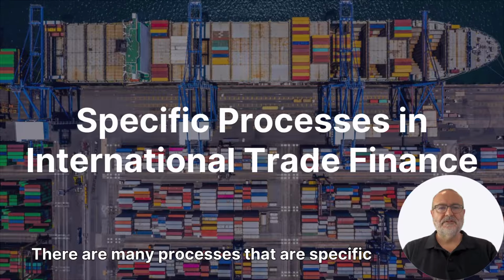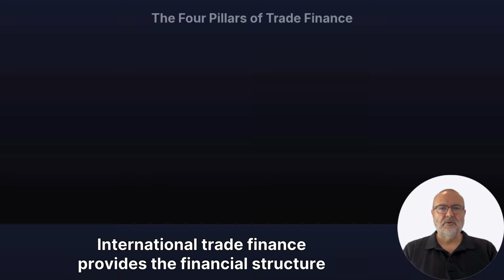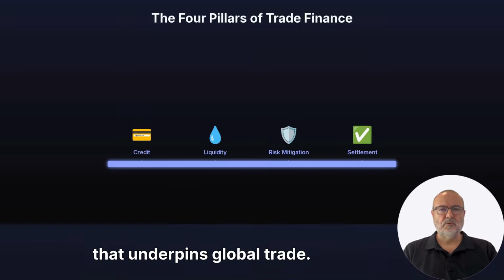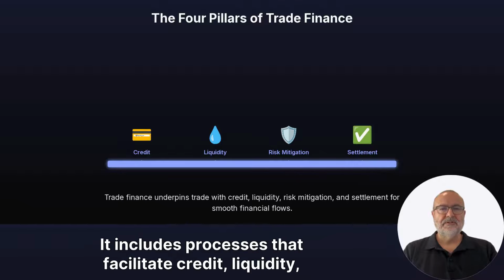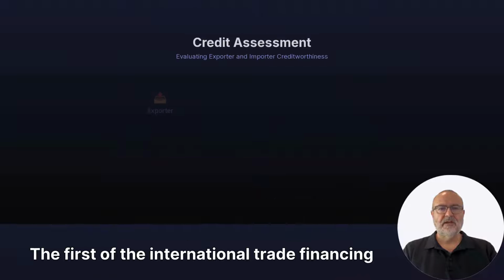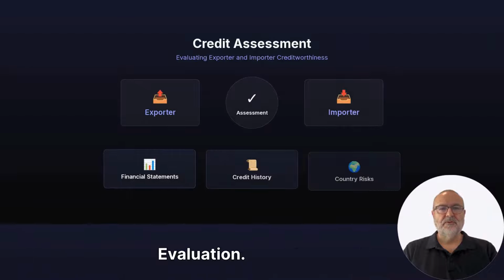There are many processes that are specific to the financing of international trade. International trade finance provides the financial structure that underpins global trade. It includes processes that facilitate credit, liquidity, risk mitigation, and settlement of cross-border transactions. The first of the international trade financing processes is the credit assessment and risk evaluation.